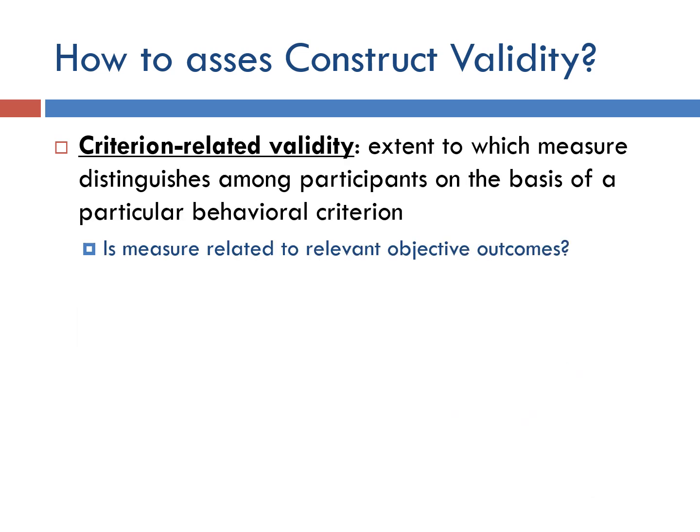The next method of assessing construct validity is known as criterion-related validity, or just criterion validity. This is the idea that people who have more of the construct you're measuring should also behave in certain ways, and the people who don't have that construct should behave in different ways. So it's the extent to which a measure can distinguish the participants who should act in line with your construct versus those who don't. Is this measure related to relevant objective outcomes?